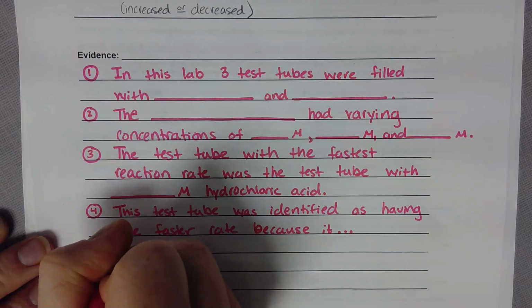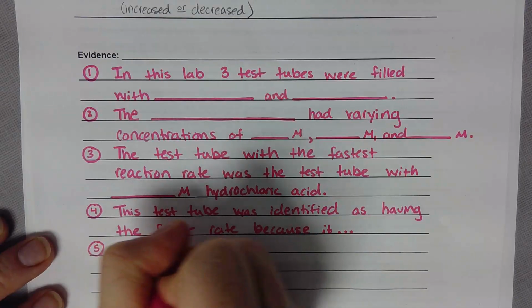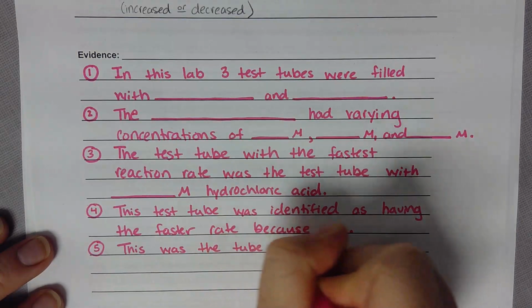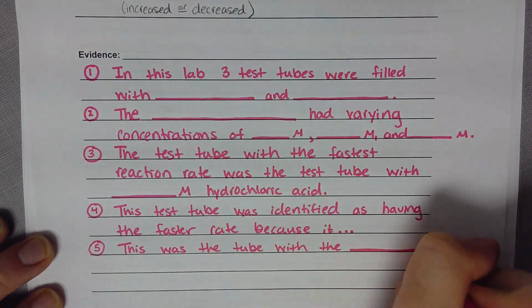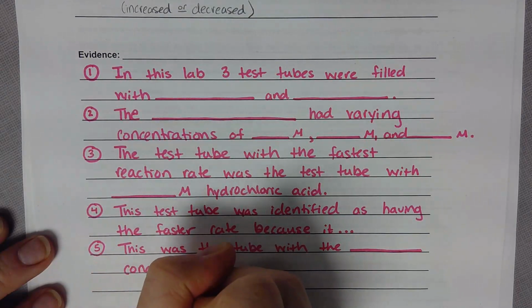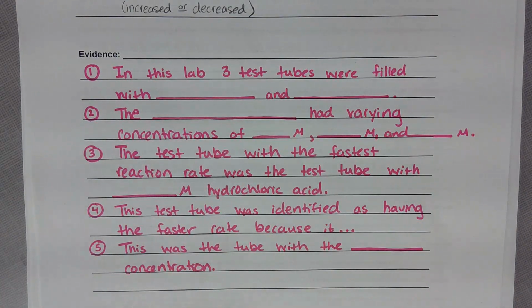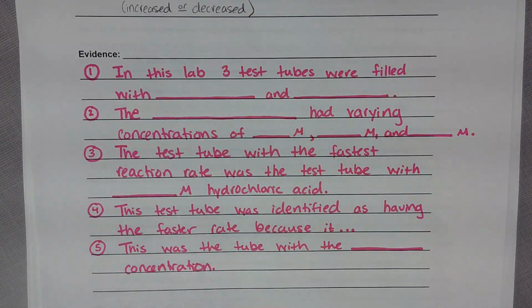And then you want to summarize that, sum it up and relate it back to concentration. This was the tube with the blank concentration. So was it the highest or was it the lowest? Now, before you move on to reasoning, go ahead, pause the video and make sure you've filled in all of the blanks here. But when you're done, we're going to head on over to page 10.